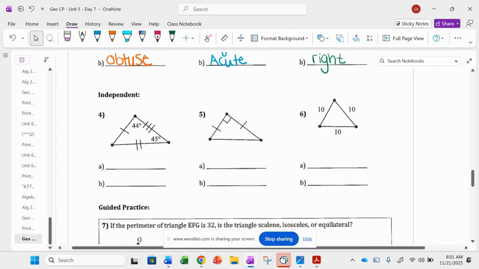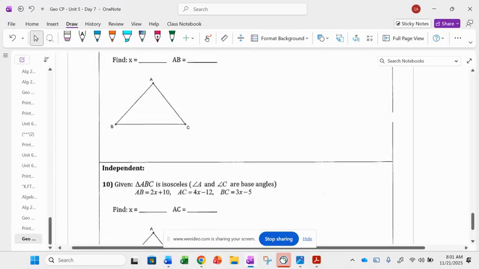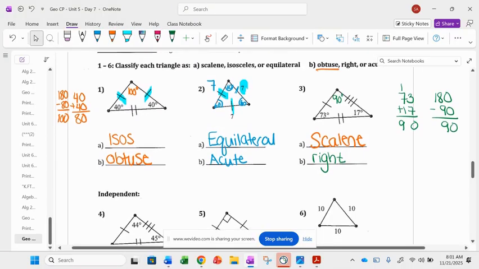Okay, you guys try 4, 5, and 6 by yourself, and then we'll move on. Was anybody still copying 1, 2, or 3?